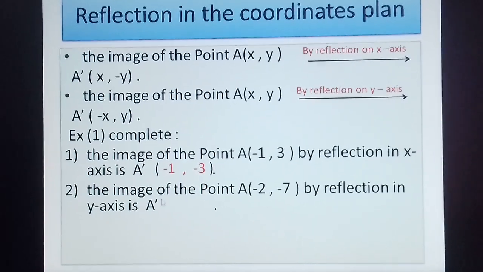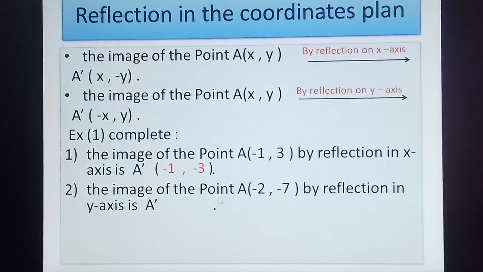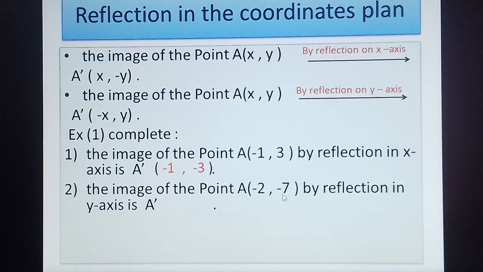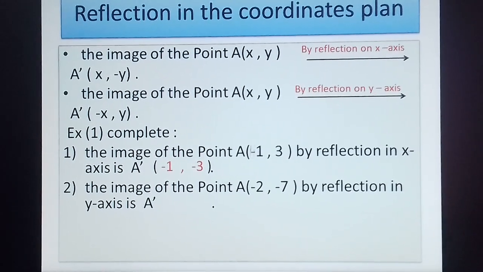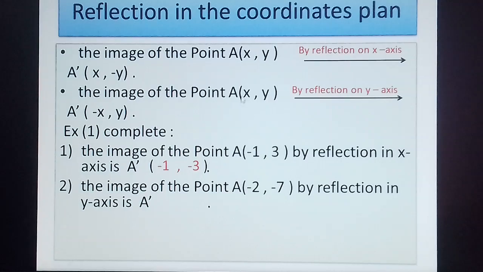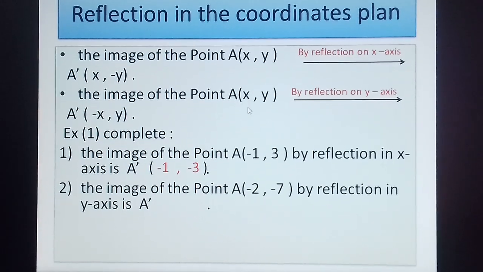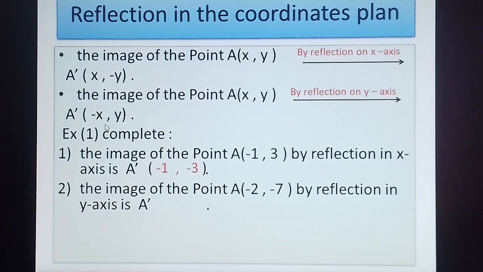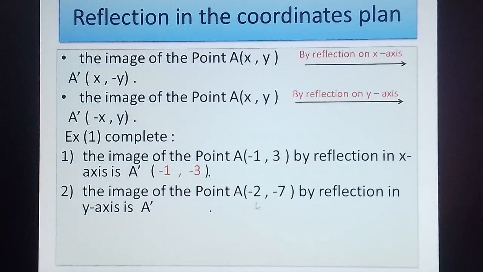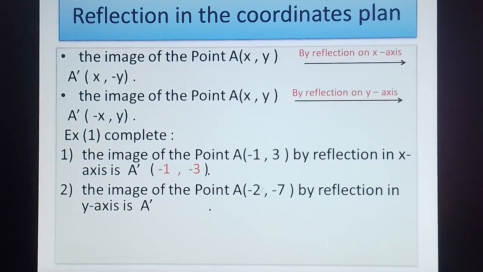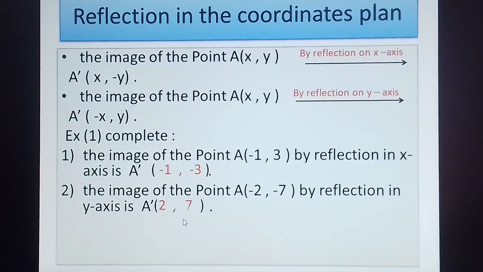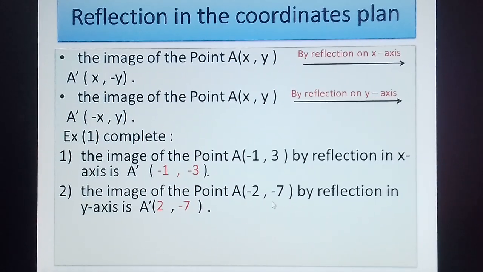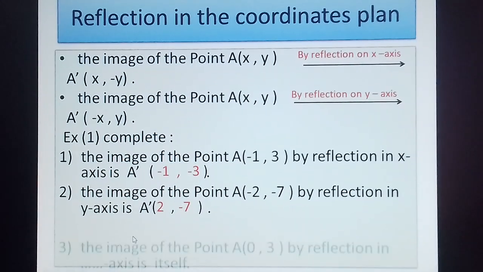The second one, if he asks to find the image of the point A(negative 2, negative 7) by reflection in the Y-axis, I told you before, we must change the sign of the first coordinate X to be negative X. It's the same, we must change the sign of the first part here, negative 2, to be 2, and keep negative 7 as it is.